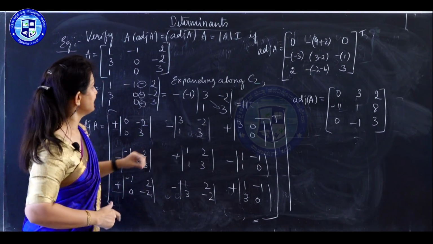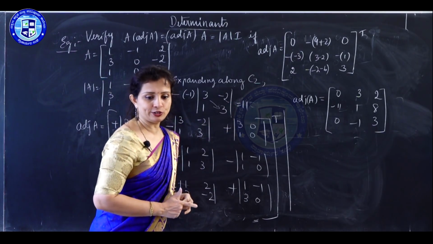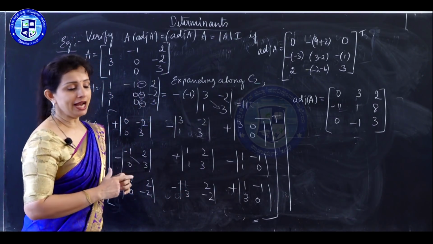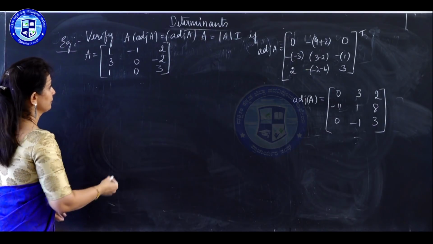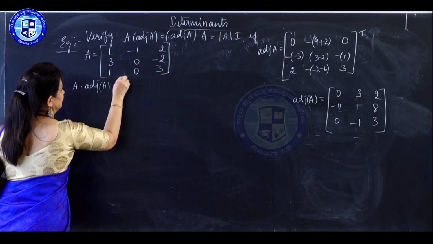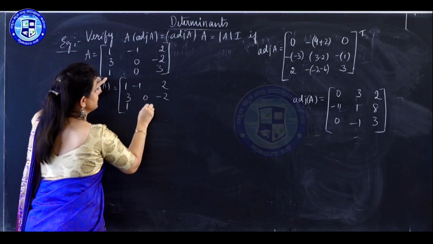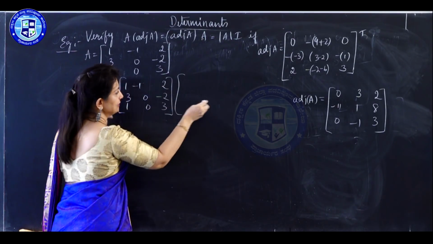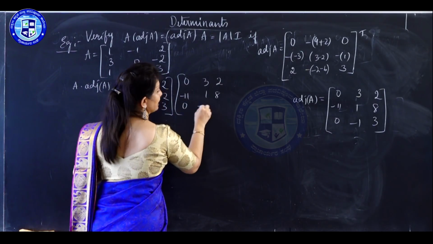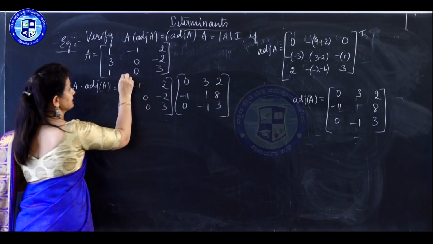Now, the next is to find A into adjoint A. Multiply that. You must get that as determinant A into I. Determinant A is 11, I is identity matrix. Okay, so adjoint A we got, we have to find now A into adjoint A. Now, A into adjoint A equals, A is here 1 minus 1 2, 3 0 minus 2, 1 0 3 into adjoint A is 0 3 2, minus 11 1 8, 0 minus 1 3. Multiply the two matrices. What do we get?